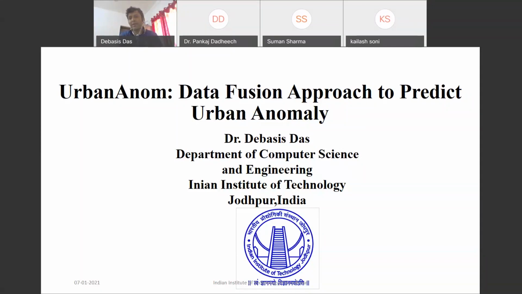Sometimes the traffic behavior is abnormal compared to the weekdays and weekend. Then how do we identify those things? This is basically prediction. There is a possibility that some accident has occurred, due to which the traffic is too high. This type of scenario we have to identify using the data fusion algorithm or data fusion approach to predict the urban anomaly.